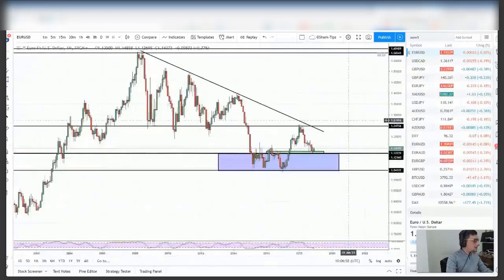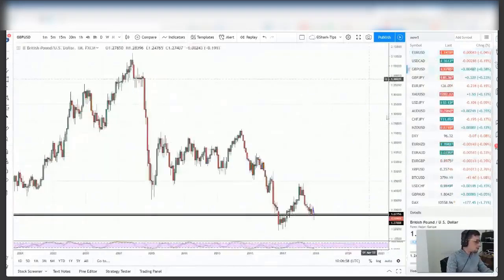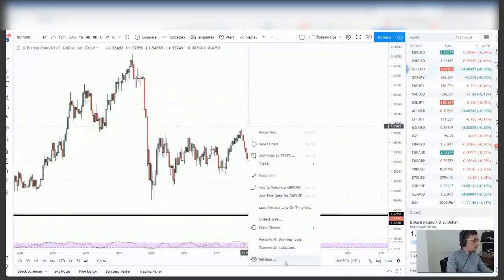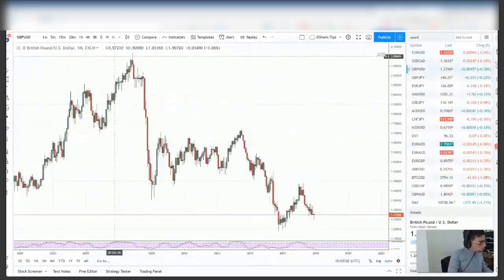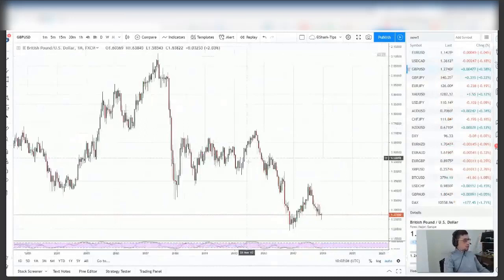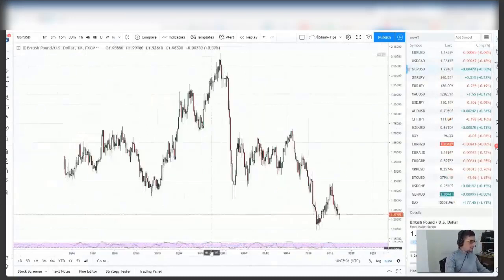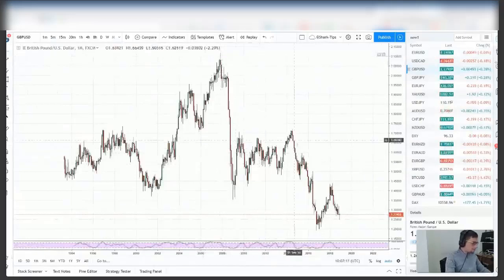Let's take a look at GBP USD, same process that we did before. We're removing all the drawing tools and taking a look at the monthly. So a very similar story to what we saw in the euro. Since the early 2000s, price has been dropping down. Obviously, Brexit made things worse for the pound, worse than the euro.